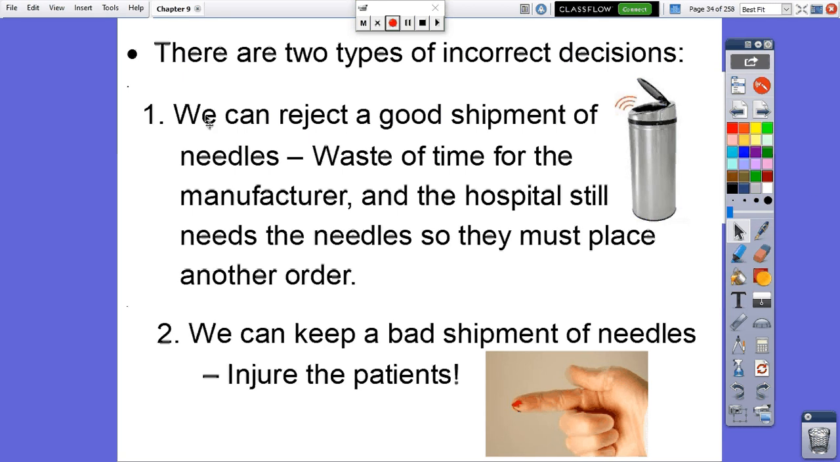So our two types of incorrect decisions are going to be this. We can reject a good shipment of needles, and that's going to end up being a waste of time for the manufacturer and for the hospital. They still need needles, so they're going to have to make another order. They're going to have to wait who knows how long. A day, 2 days, maybe if it's Amazon Prime, it'll be there in 2 hours. Who knows? Or we can keep a bad shipment of needles, and we could end up hurting a bunch of people, a bunch of babies, with these extra large needles.